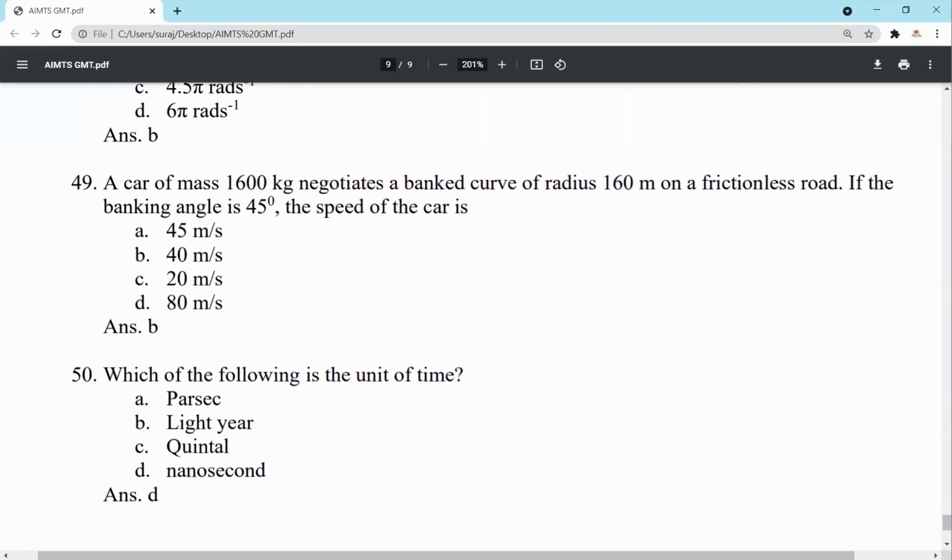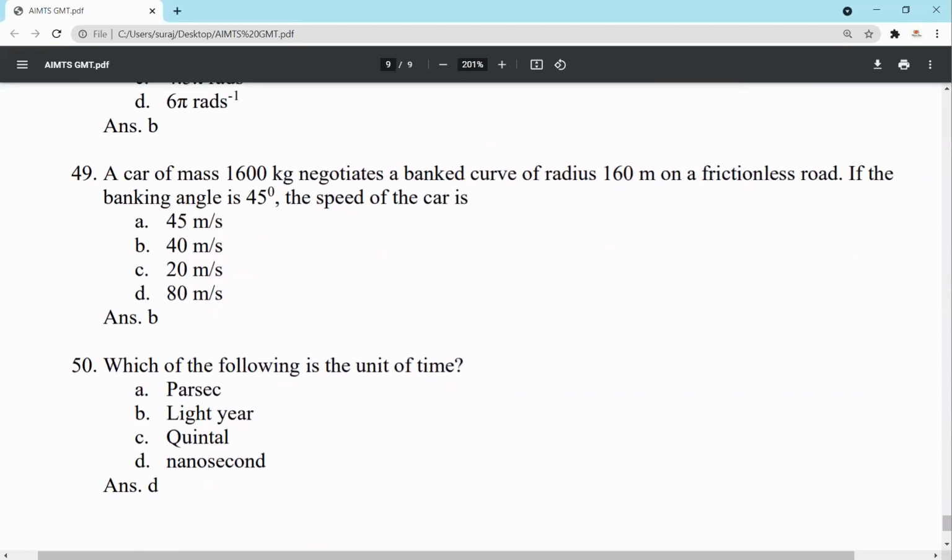A car of mass 1600 kg negotiates a bank of radius 1 centimeter on a frictionless road. If the banking angle is 45 degrees, what is the speed of the car? Banking angle is given as 45 degrees. So in such questions you have to find like this. Let's say this is the car. This is mg. This is normal force.